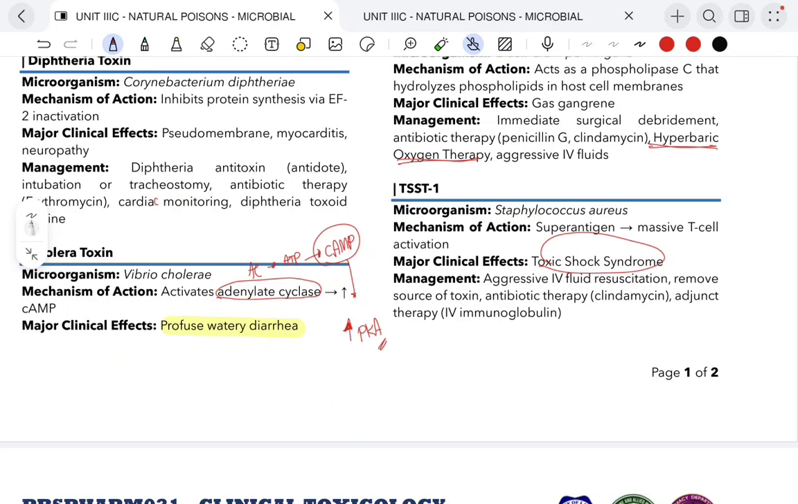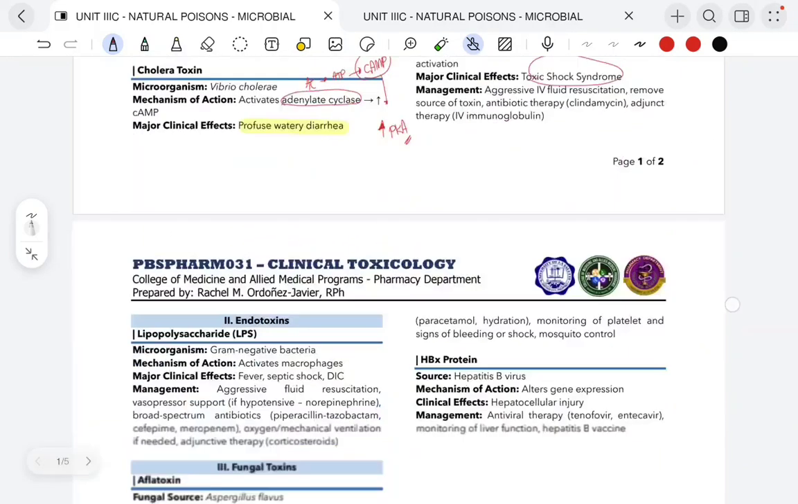tampons ng mga babae. Wherein, of course, naiipon po yung blood dun sa loob, causing or parang kumbaga nagpro-provide siya ng environment wherein kaya pong mag-thrive ng ating Staphylococcus aureus, causing now your toxic shock syndrome. So for the management, we can provide aggressive IV fluid resuscitation, remove the source of toxin, antibiotic therapy to be specific, clindamycin, and adjunct therapy by providing your intravenous immunoglobulin.